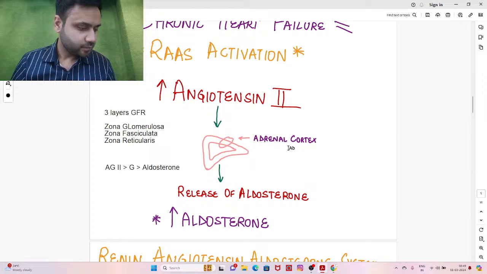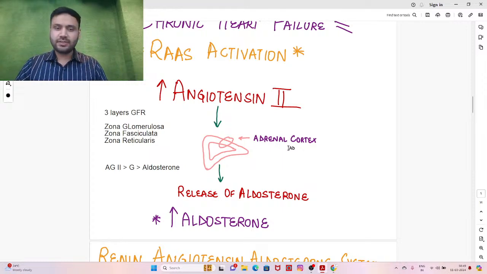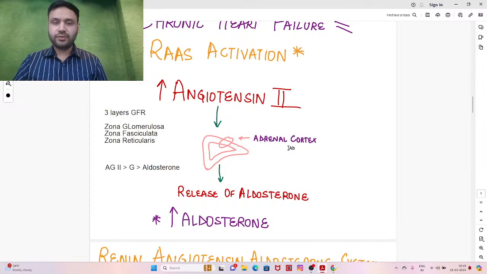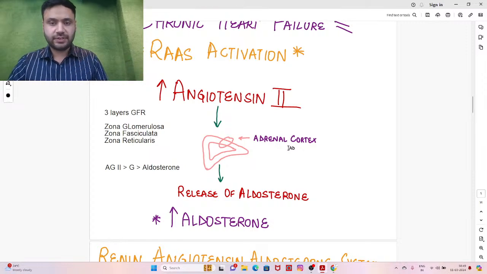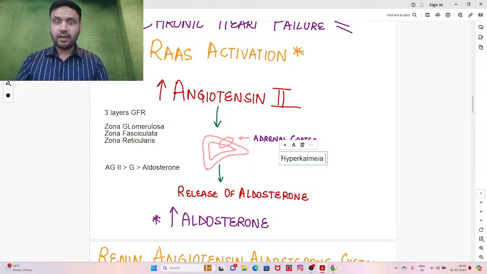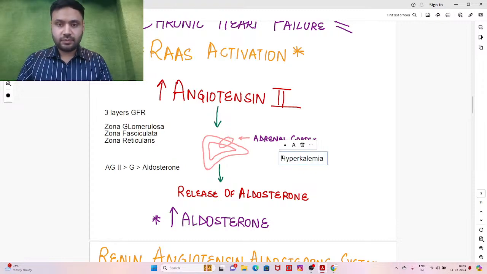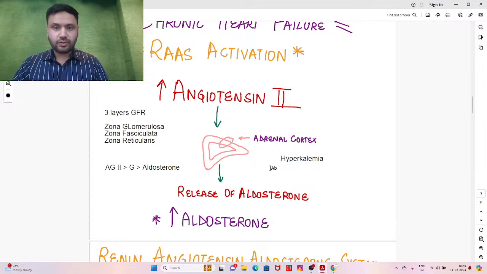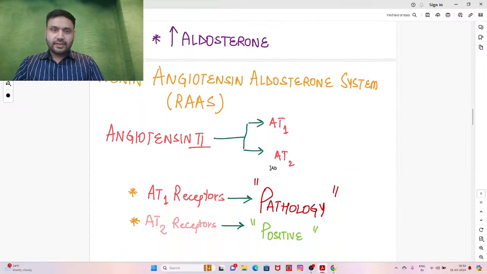Comment section. Anyone? What's the stimulus for aldosterone release from the adrenal cortex if angiotensin 2 is not there? Anyone? If you have got the answer in your mind, great. If you haven't, I'll type it here. Hyperkalemia is one of the most important stimuli for aldosterone release in the body, right? So let's just say someone has a potassium of 8, their aldosterone will be high. Similarly, if angiotensin 2 is high, aldosterone would be high, as we studied right now. So let's move on to the next slide.